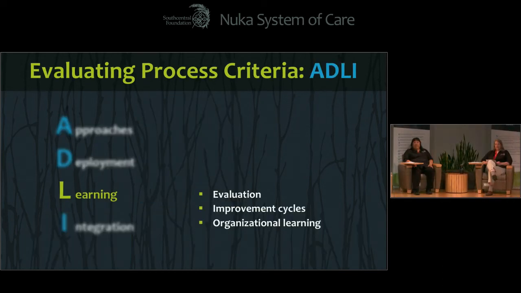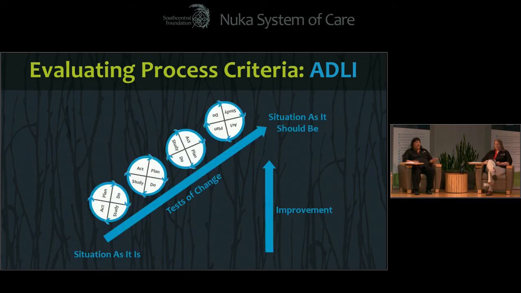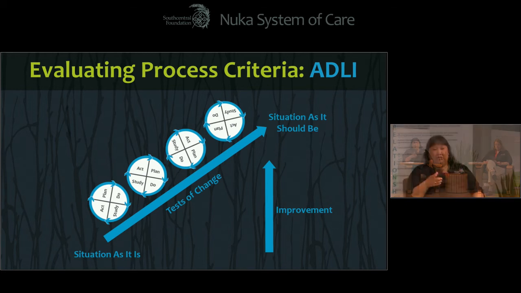So when we think about learning, we need to have an evaluation process, improvement cycles, and organizational learning. As I said before, we want to make sure that things are aligned. And so for us at Southcentral Foundation, we use the model for improvement. What you see in front of you is what we call our PDSA cycles. PDSA stands for plan, do, study, and act. We may do small tests of change, which you see there on the screen, but we also may do big tests of change. It depends on what we're trying to do in the organization. A small test of change may be a day or a week. A big test of change may take a month or 2 months. It depends on what we are trying to change in our organization.